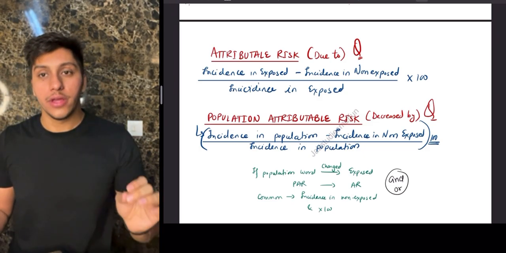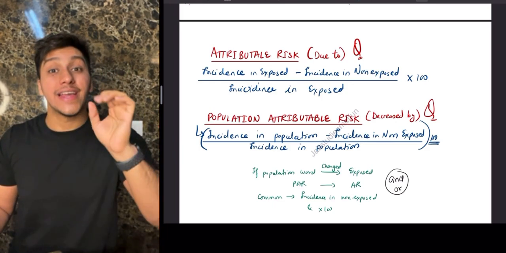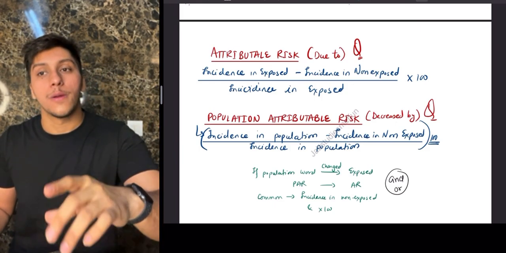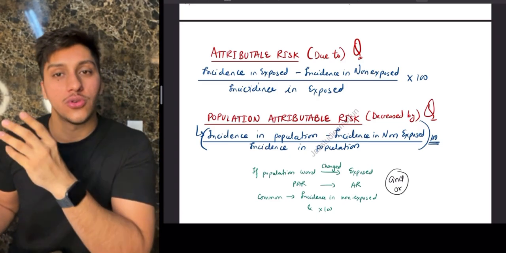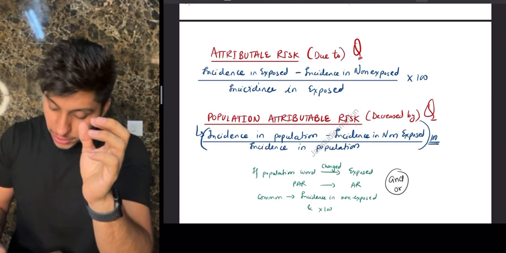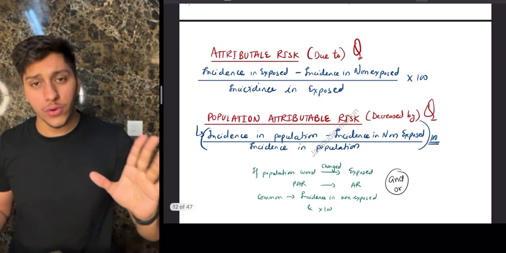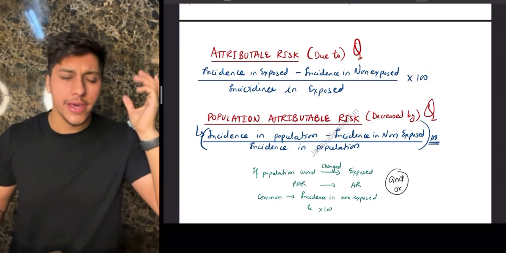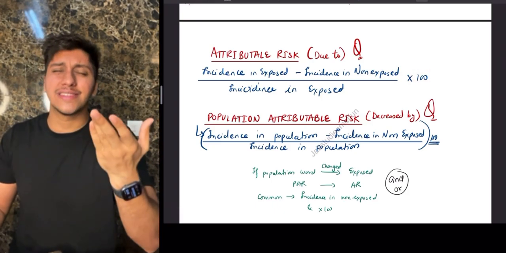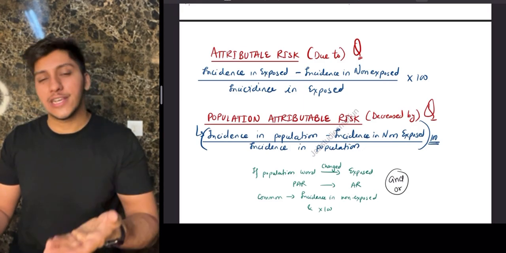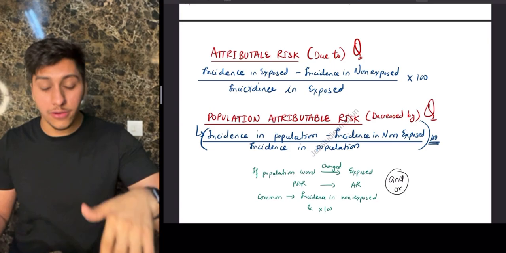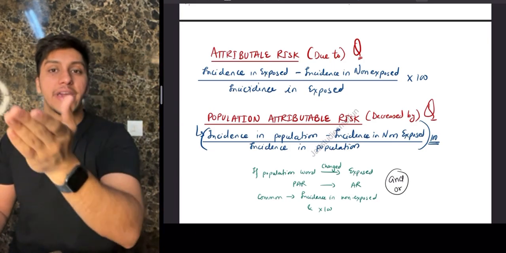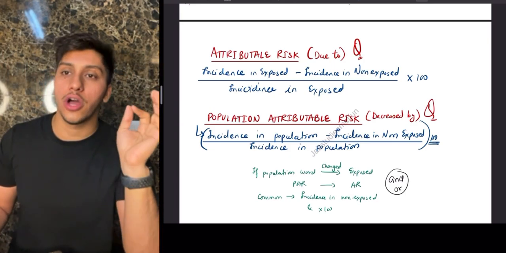You have to remember that attributable risk is equal to incidence of exposed minus incidence of non-exposed, divided by incidence of exposed, into 100. Very important, it is into 100. Just memorize it: incidence of exposed minus incidence of non-exposed divided by exposed. Simple. Exposed down, exposed up, exposed down, minus the non-exposed. That is your attributable risk.